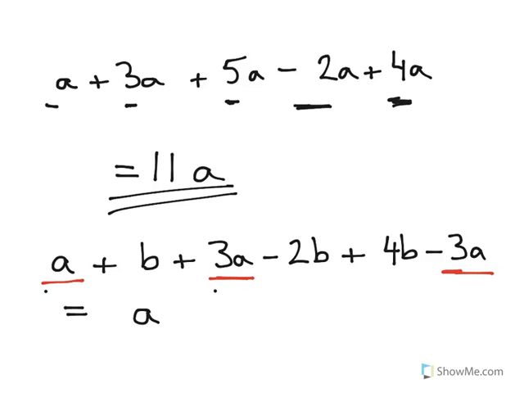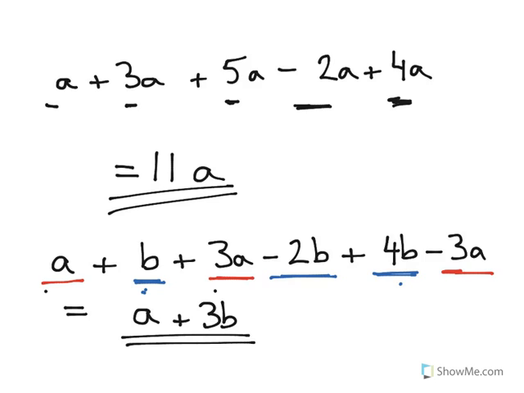For b's, I've got a b here, minus 2b plus 4b. Well, 4 plus 1 is 5. 5 minus 2 is plus 3. So my answer here is going to be plus 3b.